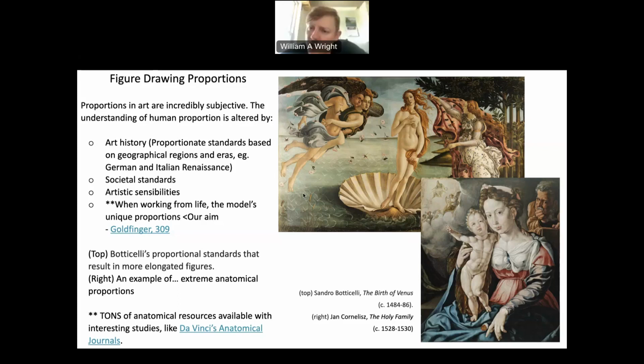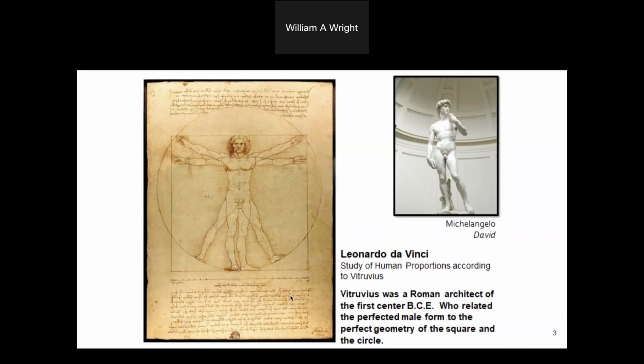Cornelis, in the incredibly dramatic. They're definitely extreme. I mean, look for a second, his arms, and he's almost the size of the full torso of the Madonna, all out of proportion. But again, that's just giving you an example, and there are tons of anatomical resources, studies like especially the ones Leonardo did, which actually gets into him talking about the Renaissance and all that.